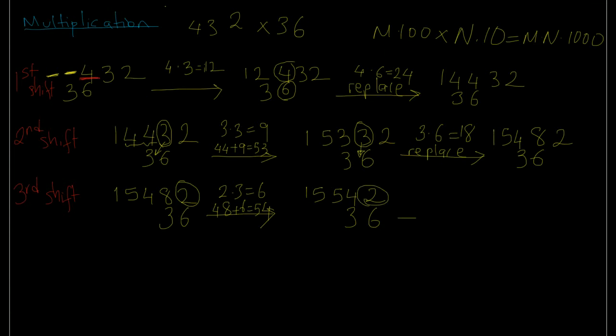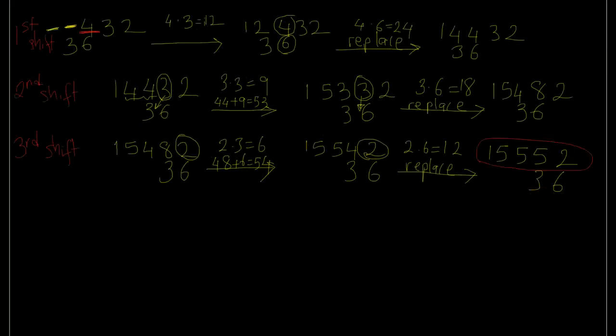We multiply 2 and 6, which is 12, and then now we need to replace this 2 by 12. Well, how do you do that? 2 is replaced by 2, and this 1 is added to the digit to the left of 2. So therefore we get 1, 5, 5, 5, 2, 36. And at the end of this shift, we get the final answer, which is 15,552.